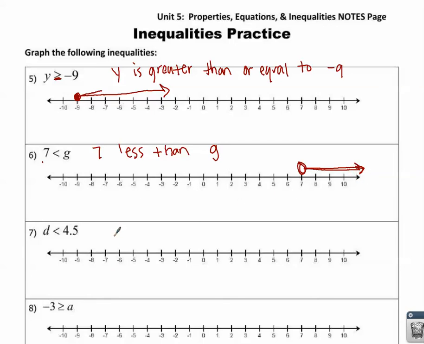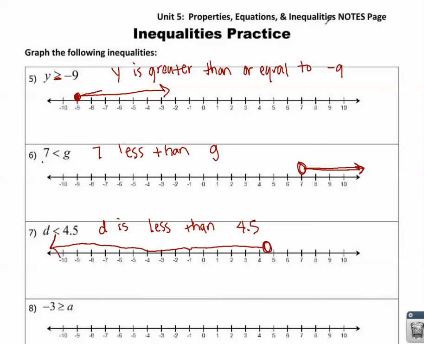Let's try one more together. D is less than 4.5. So my dot, my point, is going to go on 4.5, which is between 4 and 5. It is only less than, so it's going to be an open dot. And D, or your shaded region, is less than 4.5. So my shaded arrow needs to go to the left of 4.5 because the left is less.